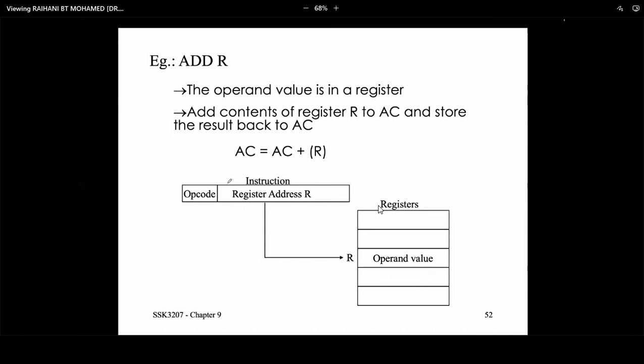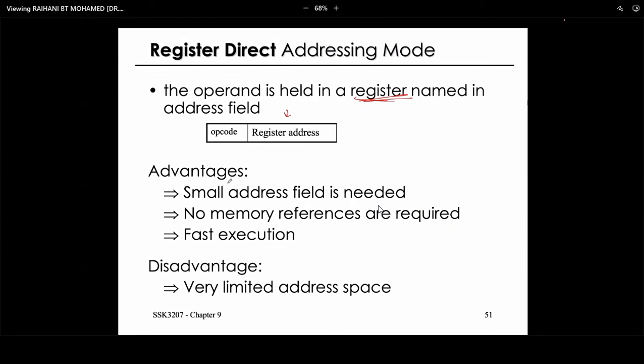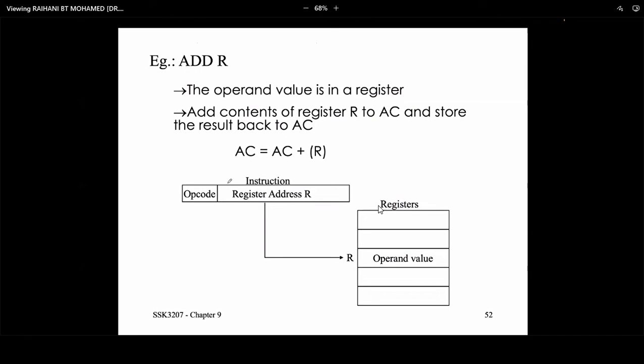Okay, so look into this example with add R. You want to make addition for R using the register direct addressing mode. So you need to have two fields only. First is opcode and another one is register address. So add R here, the operand value is in a register, and then you need to add the content of register R to AC and store the result back to AC. So the AC here will equal AC plus R.